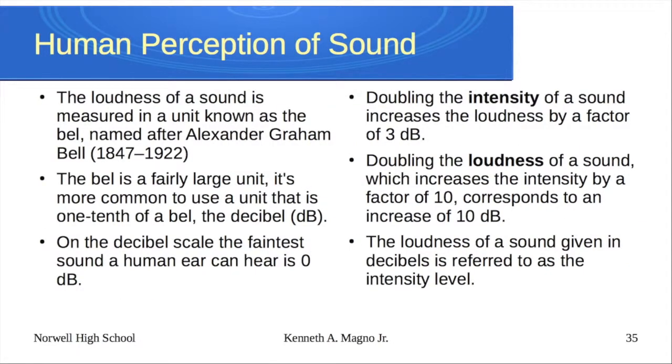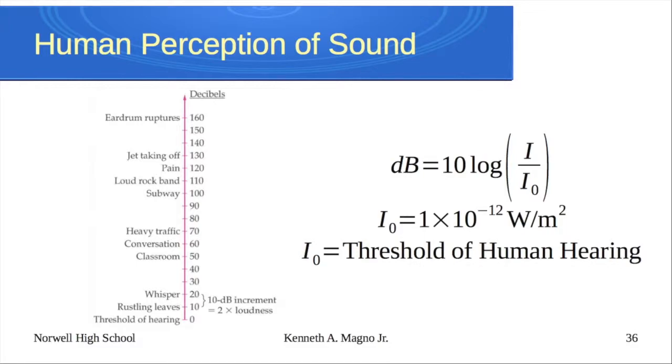So our sound ratings are based on Alexander Graham Bell. He came up with a decibel. So the faintest sound a human can hear is 0 decibels. So if we double the intensity, that's a change of 3 decibels. If we double the loudness, that's a change by a factor of 10 decibels. Mathematically, this is a log-based relationship. And we use decibels again because the bell was too loud. So it's a ratio of 10 times the log of the intensity you're observing over the threshold intensity.